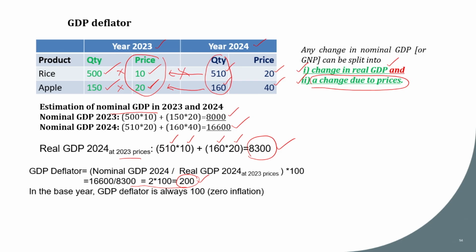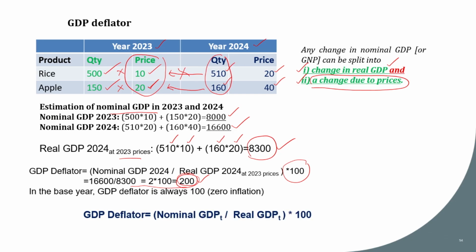That means when you calculate the GDP deflator, suppose for 2023, if you use the nominal GDP of 2023 and the real GDP of 2023, they are one and the same. So when you divide, you are going to get 1. So that means 100 when you multiply with 100. So in the base year, the GDP deflator is always 100. Here we got 200. So to get the inflation, we need to subtract 100 from here.